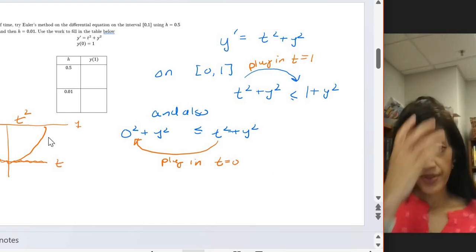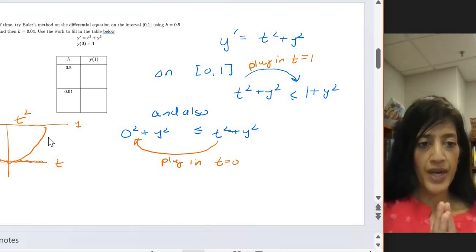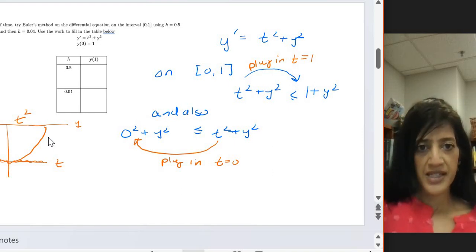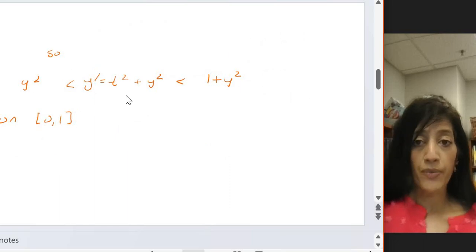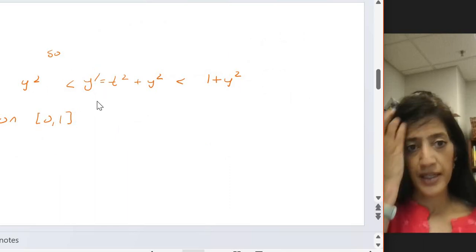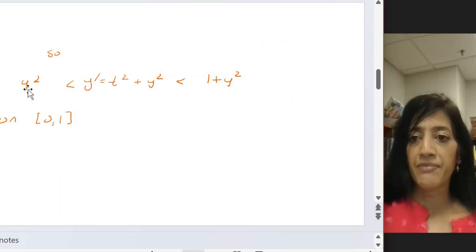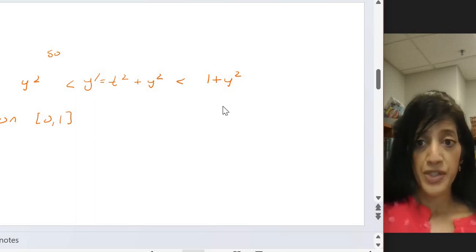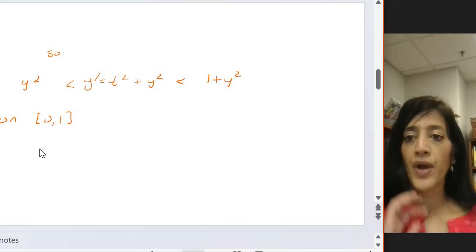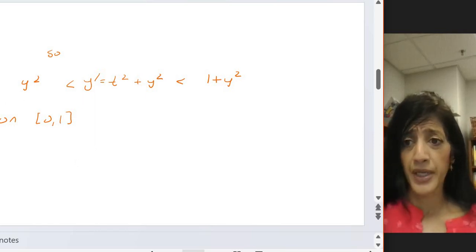There's a very important theorem that says if you have a differential equation that's bounded and sandwiched like this between two different things, then my solution, which I don't even know how to find in closed form, has to be bounded between the solutions of y squared and 1 plus y squared, these two differential equations to the left and right on this interval 0 to 1.